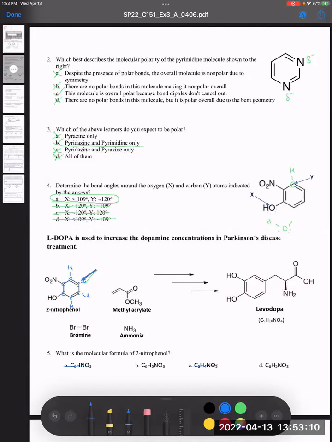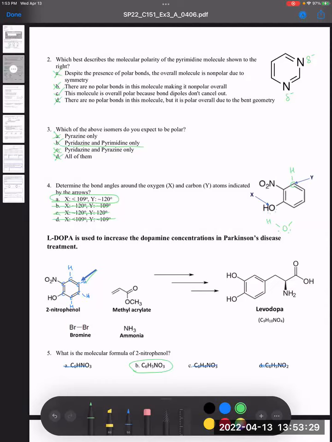And now we need to count the other atoms. We have 1 nitrogen atom. In both cases, we have 1 nitrogen atom. And then we have 1, 2, 3 oxygen atoms. Therefore, the correct answer must be option B.